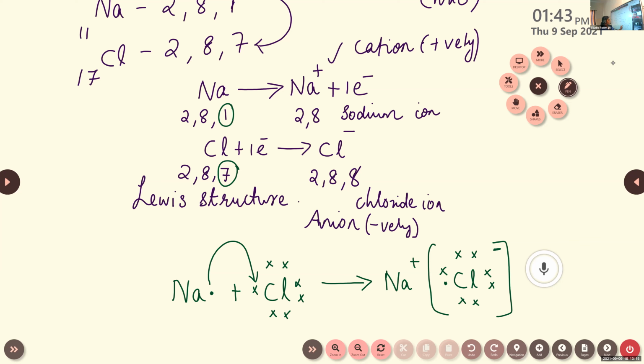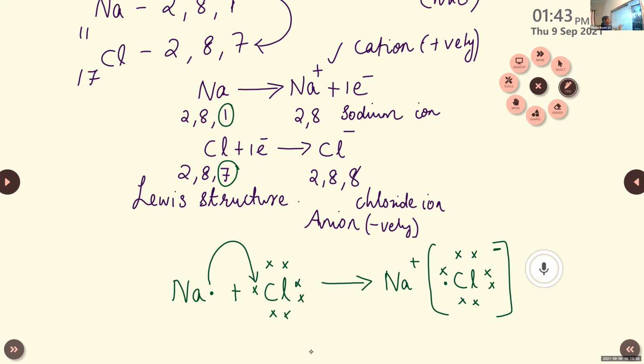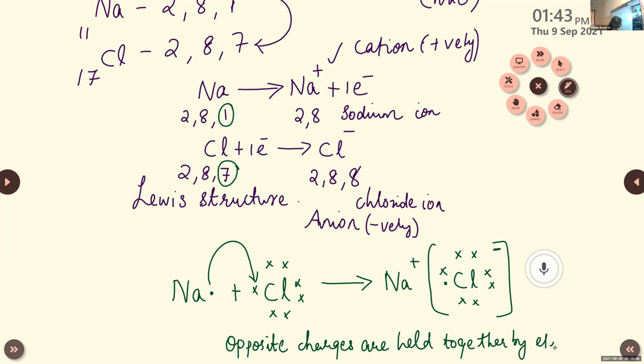And here you can see sodium is positively charged, it's a cation. Chlorine is negatively charged, that's an anion. And both are oppositely charged, right? These oppositely charged ions are held together by the electrostatic force of attraction.